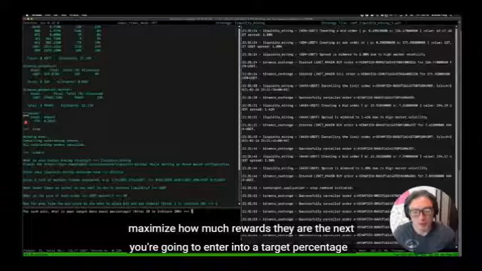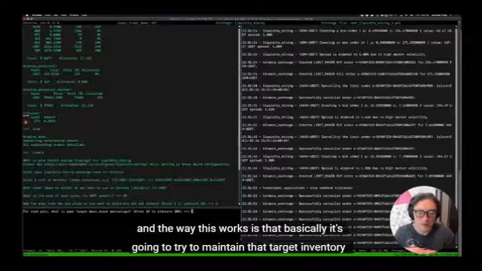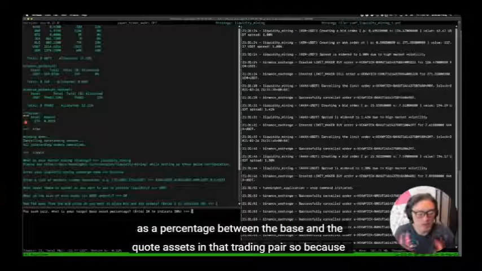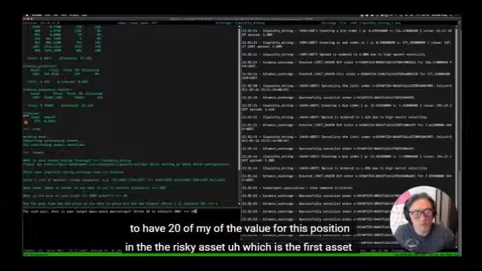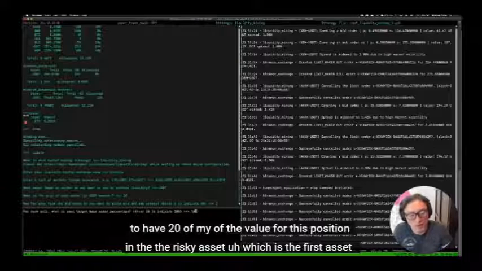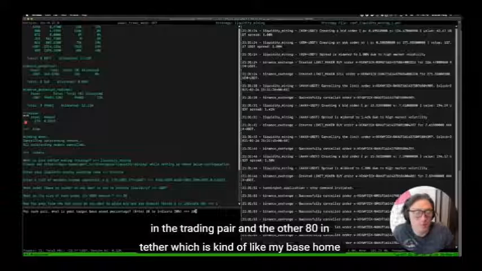The next, you're going to enter a target percentage. The way this works is that it's going to try to maintain that target inventory as a percentage between the base and the quote assets in that trading pair. Because I'm doing this across 4 different markets, I'll just put 20, which means that I want to try to have 20% of the value for this position in the risky asset, which is the first asset in the trading pair, and the other 80% in Tether, which is my base home asset.